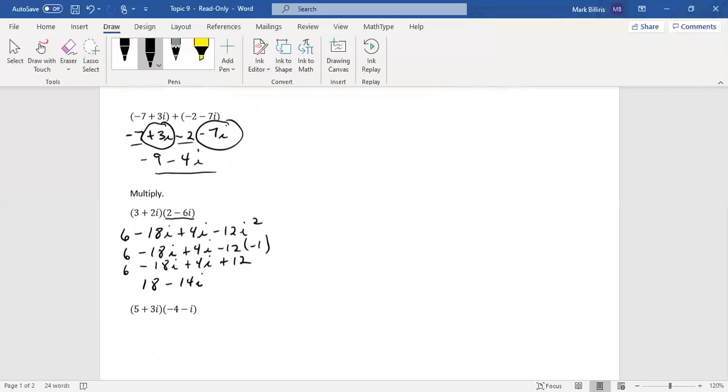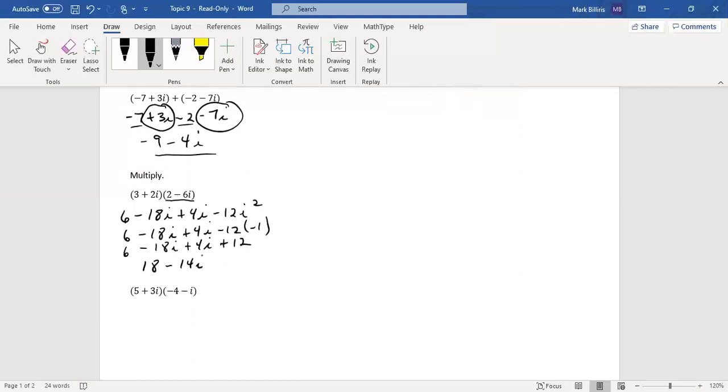Let's do another multiplication problem. 5 plus 3i times -4 minus i. So we start by distributing the 5 times each term. So 5 times -4 is -20. 5 times -i gives me -5i. Next, we're going to take the 3i times both. So +3i times -4 is negative 12i, and positive 3i times negative i is negative 3i squared. So keep in mind i squared is negative 1.